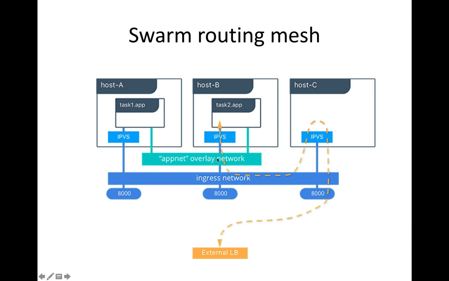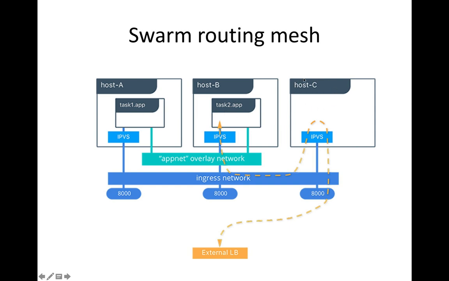In this case, we have a service that has two different tasks, and those tasks are publishing a port, which is port 8000. So every single host in the cluster, every single node in the cluster, is going to listen on port 8000. And if it receives a request on port 8000 from something like an external load balancer, then the host will automatically redirect the request to one of these running tasks.